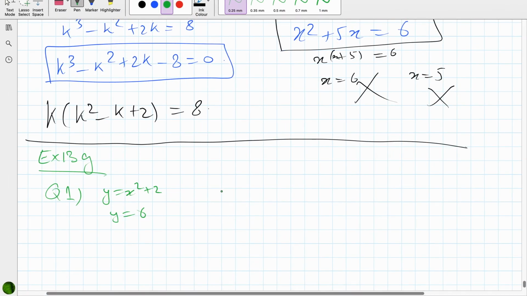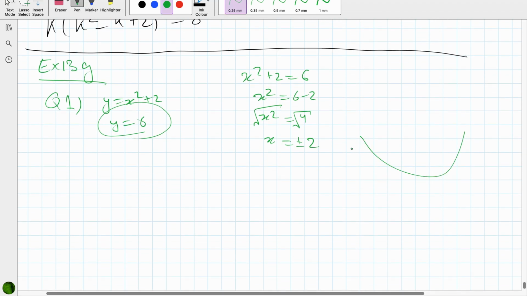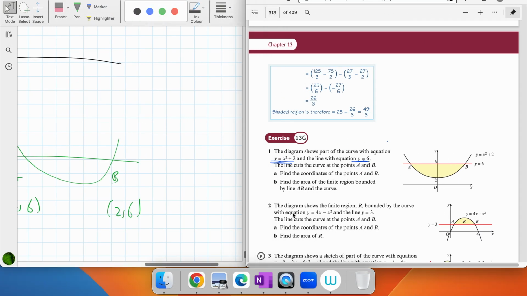So we have two equations. We can solve them simultaneously. x squared plus 2 equals 6. x squared equals 6 minus 2. x squared equals 4. Square root both sides. x equals plus or minus 2. So we know the value of x, and we already know that y is the same. So for A and B, A is x equals minus 2, y equals 6, B is x equals 2, y equals 6. First part done, we needed the coordinates.